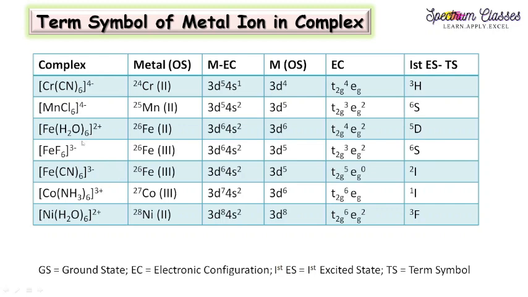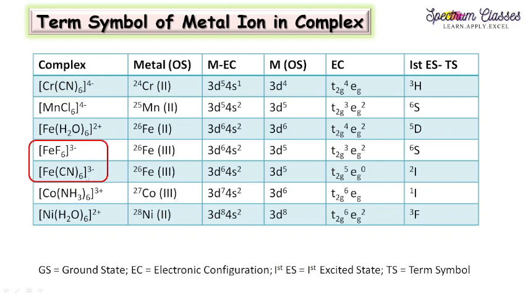Here you see all are octahedral. 6 ligands are attached to the central metal ion. So let's start with the video. First, I will take two examples of iron. Here we are having FeF6 3 minus, and here we are having Fe(CN)6 3 minus.